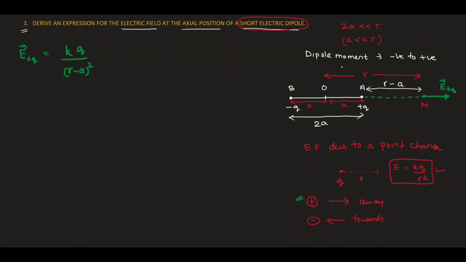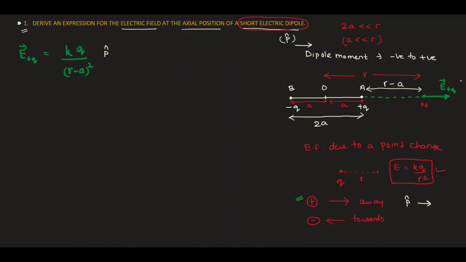So for this diagram, the dipole moment is directed from left to right. If I write P cap, it means a unit vector along the dipole moment. So P cap is directed from left to right. Since E plus Q, the electric field due to the positive charge, is directed towards the right, I can write P cap. So P cap is a unit vector directed from left to right in this diagram. That's why this P cap will denote the direction of the E plus Q vector.